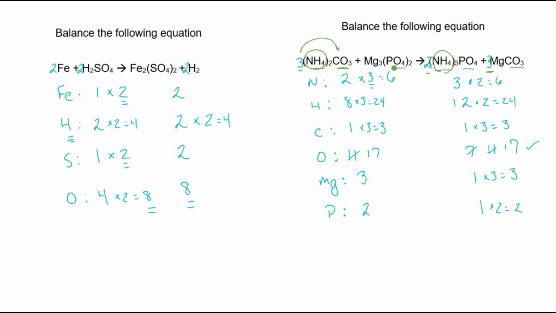If I wanted to check my phosphates, I have 2 on the reactant side, but because I balanced my ammoniums, now I have 2 phosphates on my product side. Those are good, they're balanced. And then of course the magnesiums are already balanced because I already put my 3 here, and I have 3 magnesiums on the reactant side. So that can make it a little bit easier. You do not have to do it this way. Again, I always want you to do it the way that makes the most sense to you.